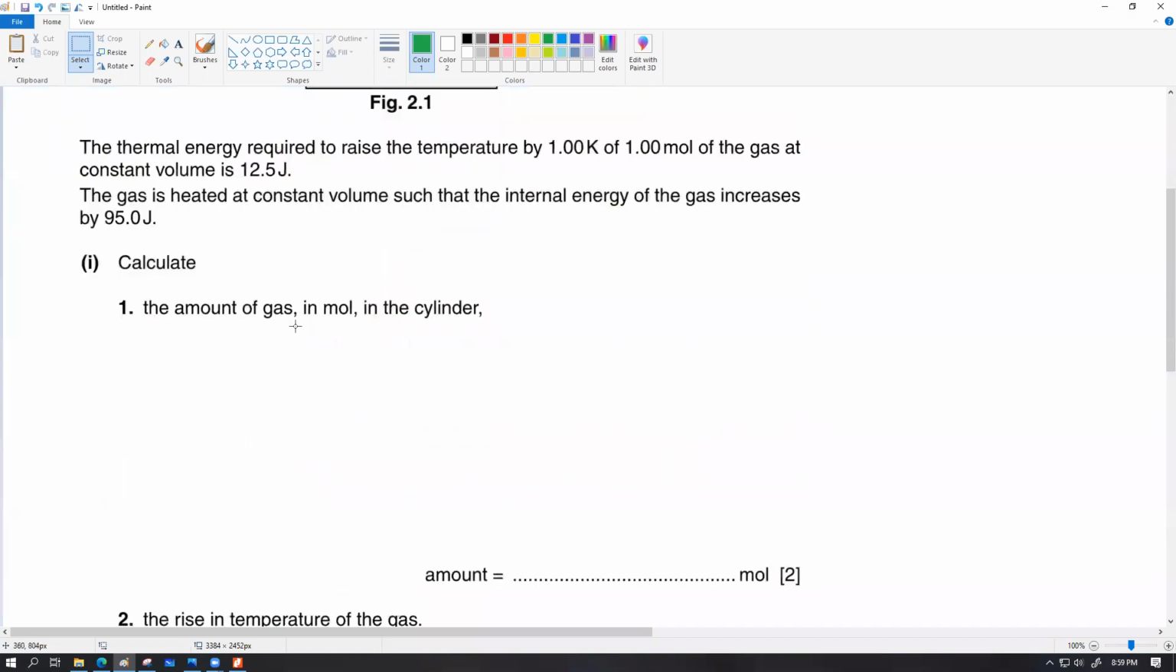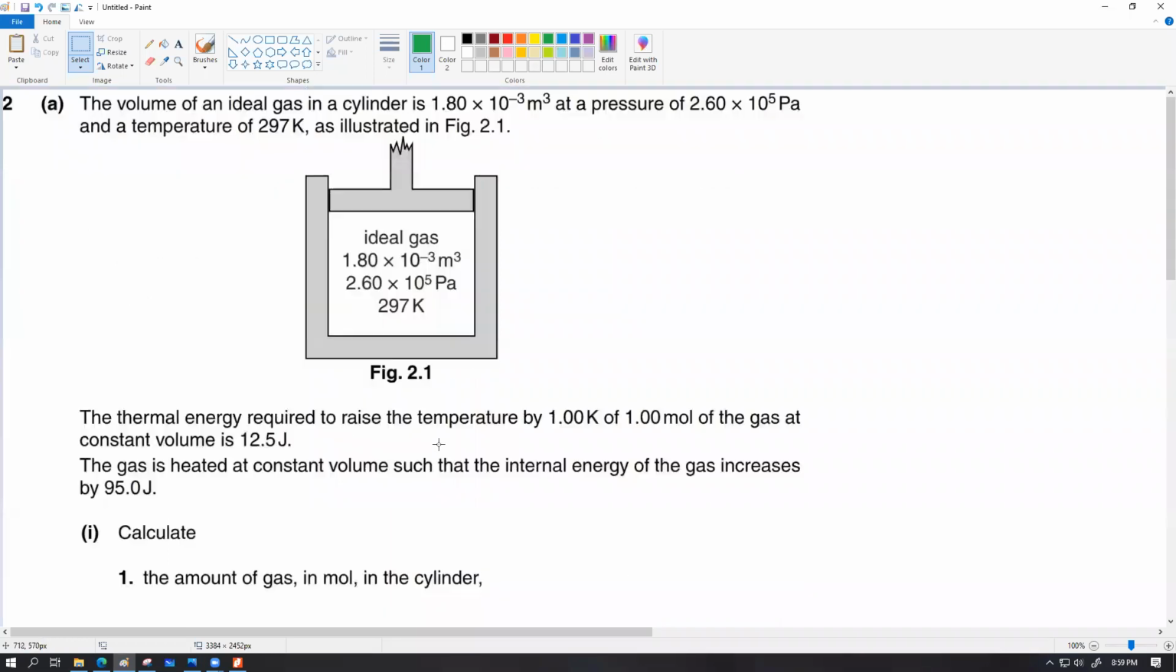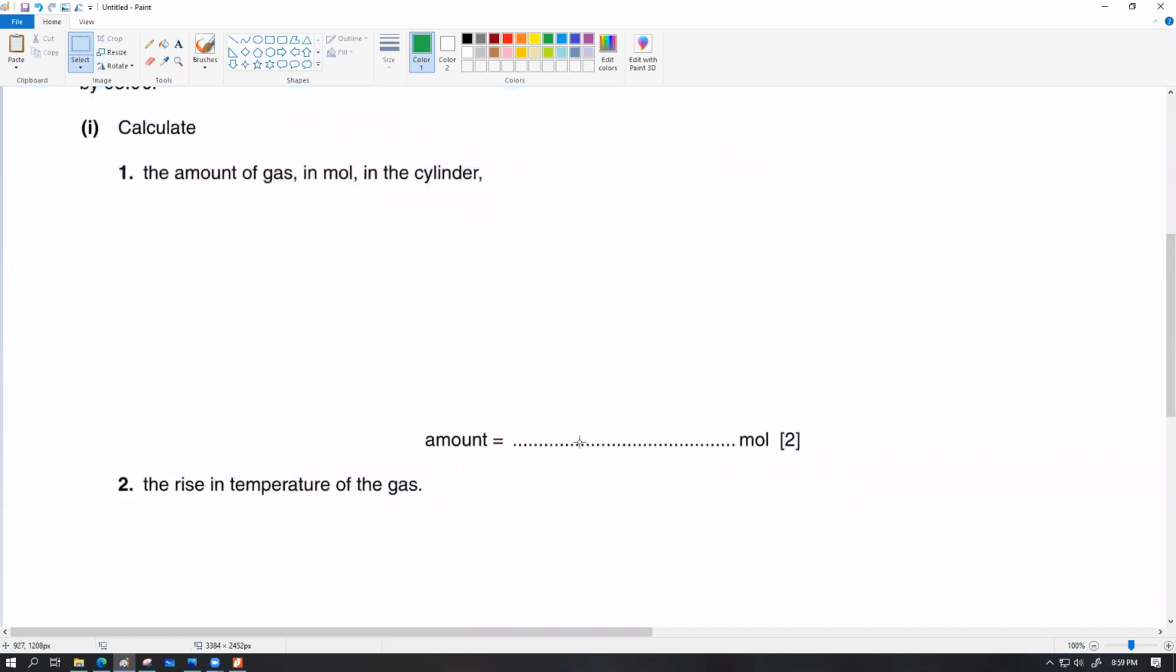So first of all, they're asking the amount of gas in mole in the cylinder. It's very simple. All the variables are given here. So you will apply PV equals nRT. P is given, V is given. n is the number of moles. R you already know, which is a constant. T is given. So PV equals nRT gives you the mole number. This one is not difficult, right?